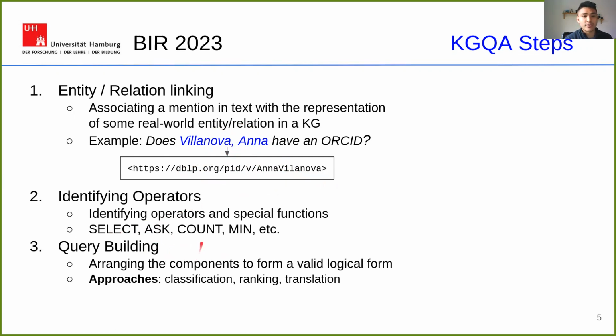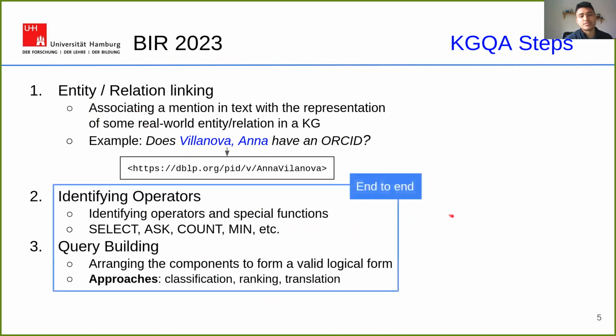Here, after identifying the entities and relations and then identifying the operators, we formulate them into a valid logical form. This SPARQL or logical form should be able to generate answers when executed against the knowledge graph. There are different approaches that can be used, including classification, ranking, and translation-based approaches. However, nowadays, although entity and relation linking are performed separately, step 2 and step 3 are often performed in an end-to-end fashion.